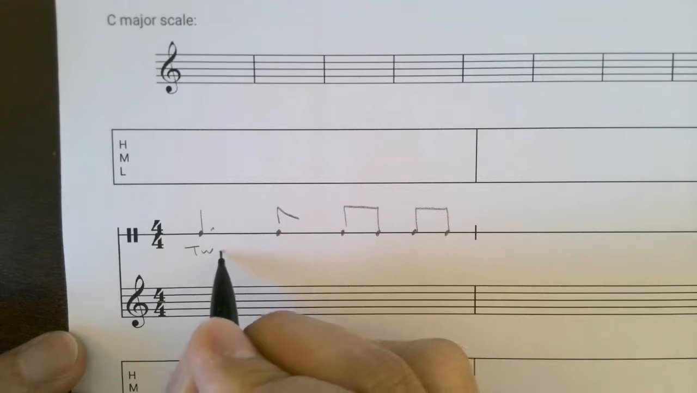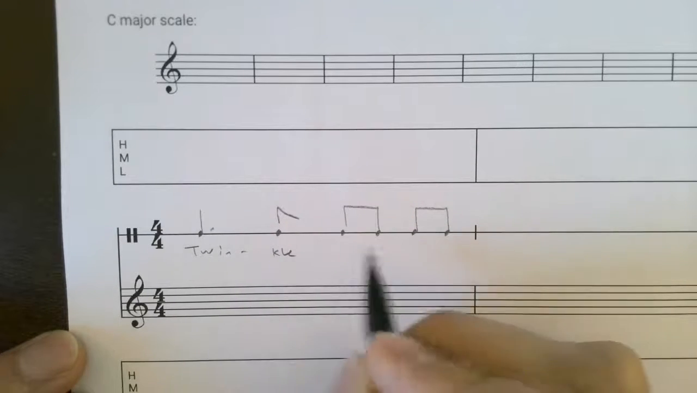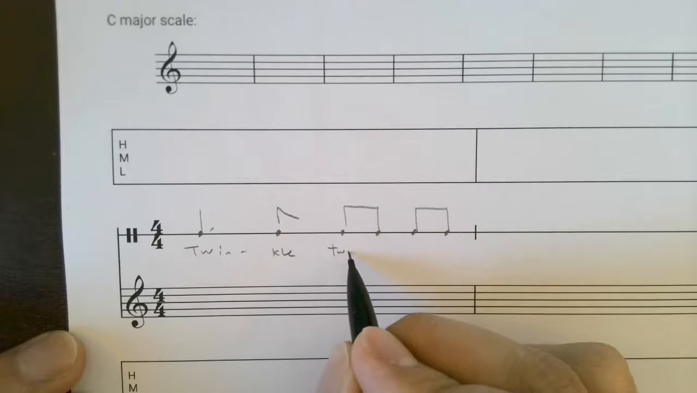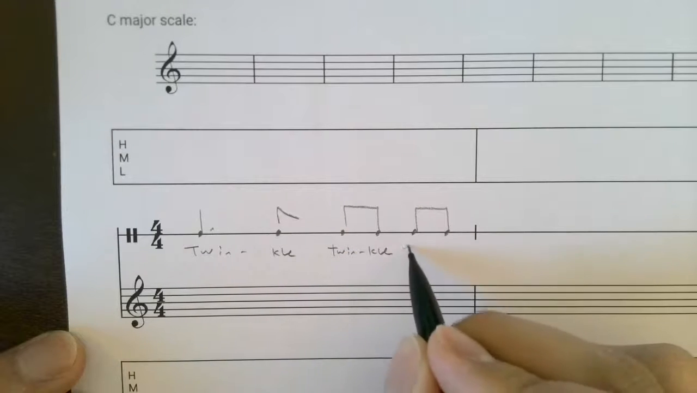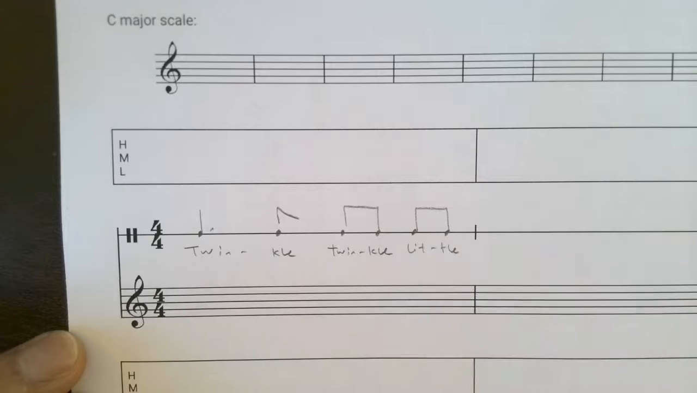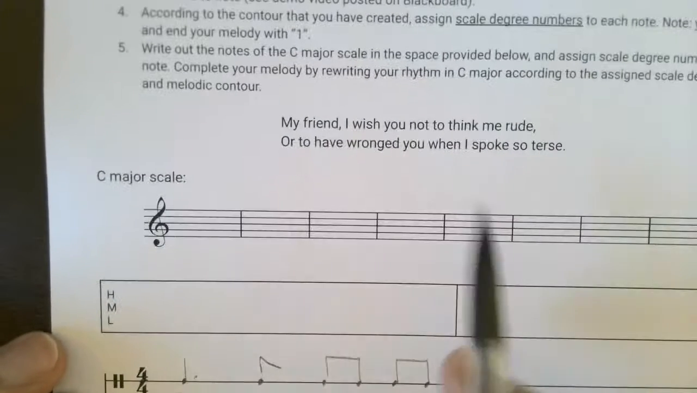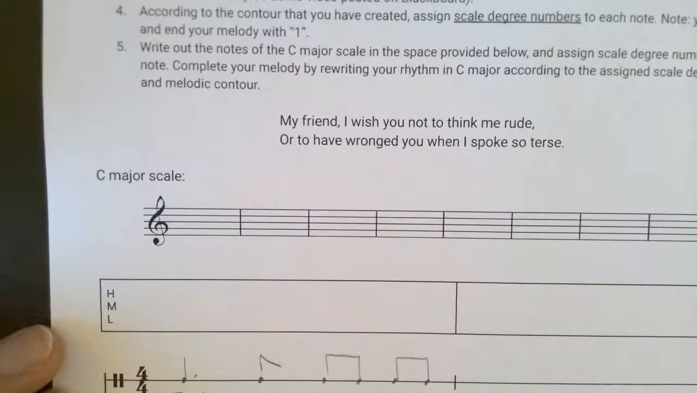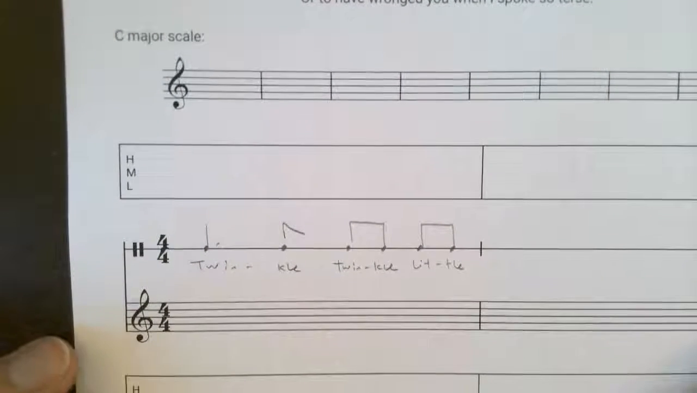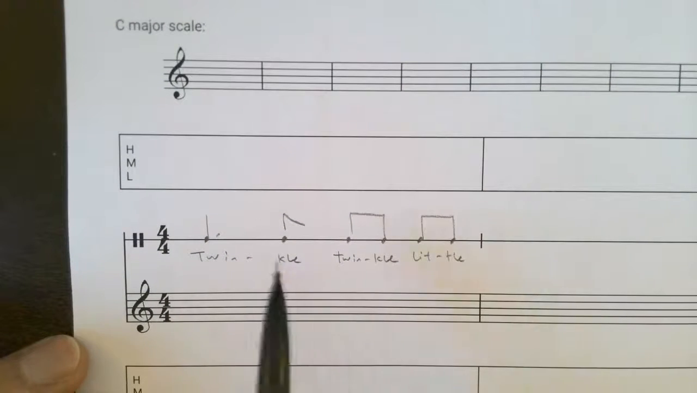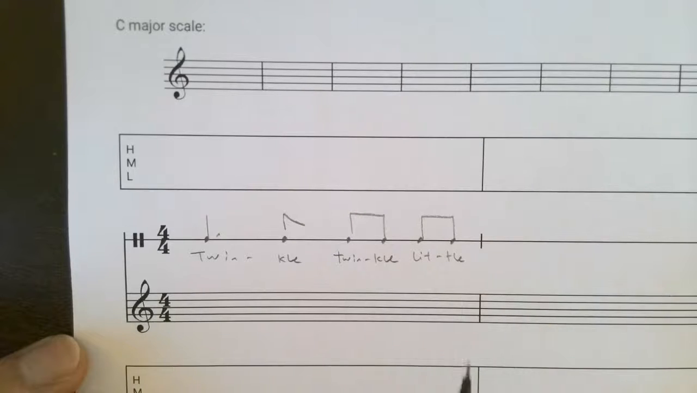I'm going to write each syllable below each note. And for the poem that you're using, all the words are 1 syllable, so you don't have to worry about how to split them up. So just make sure you use only 1 word per note. So that's our rhythm, right? So twinkle, twinkle, little, something like that.